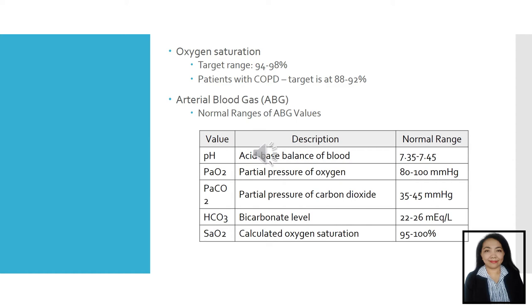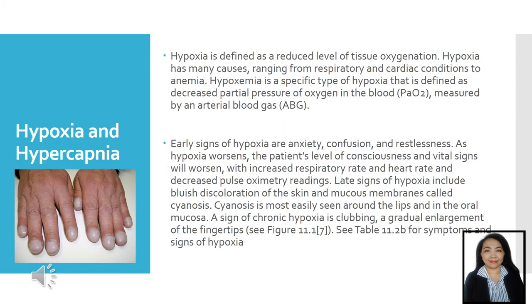Okay? Ano ulit yung normal partial pressure of oxygen sa ABG? It's 80 to 100 millimeter mercury. Tapos yung O2 sat is 94 to 98% except for patients with COPD because mababa lang siya, which is 88 to 92%. So guys, si hypoxia, makikita siya through your O2 sat and your ABG. So marami siyang causes ranging from respiratory and cardiac conditions to anemia. Hypoxemia, on the other hand, is a specific type of hypoxia that is defined as decreased partial pressure of oxygen in the blood measured by an arterial blood gas.